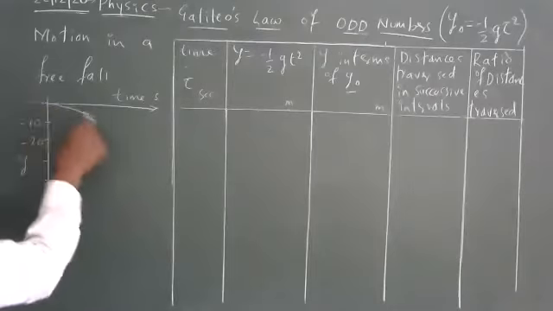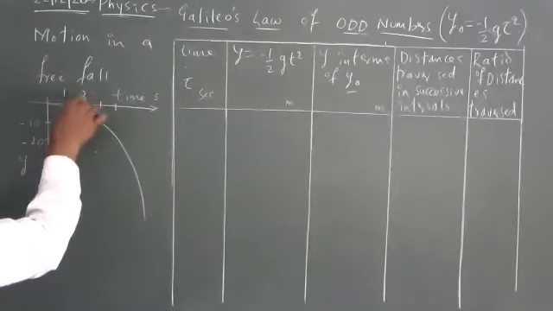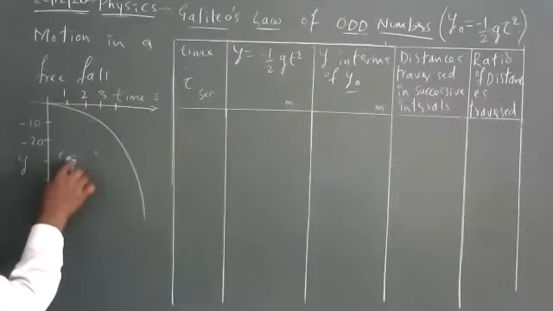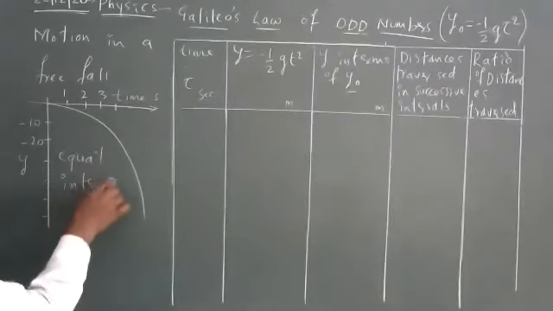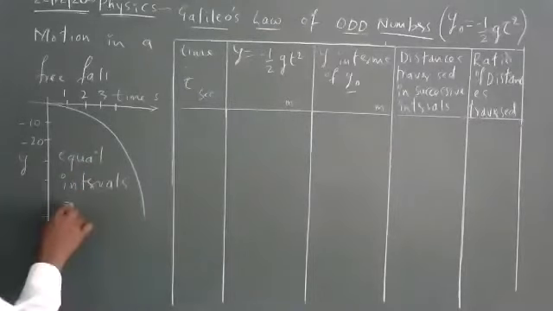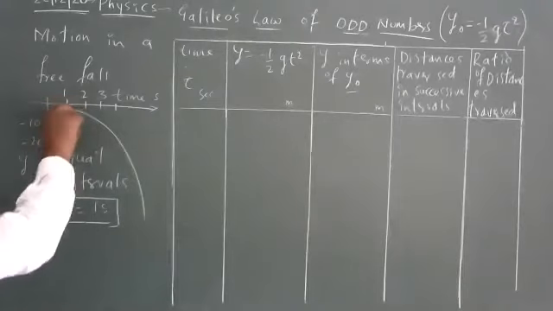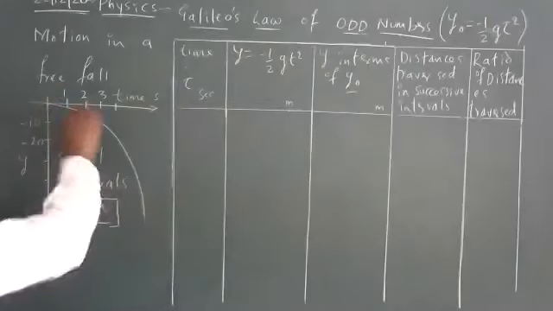With respect to time, the graph looks like this. 1 second, 2 seconds, 3 seconds, 4. Now, if I take equal intervals, and the equal interval is taken as tau, which is equal to 1 second mathematically. And what is the distance covered in the first second? In the next 1 second, what is the distance covered? If I had a graph of y versus t, I'll get it like this.